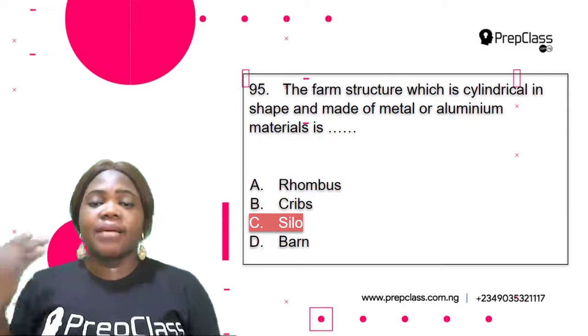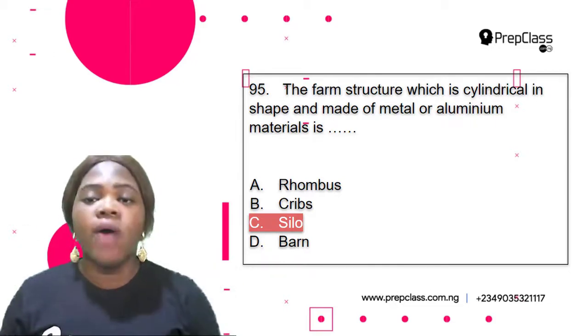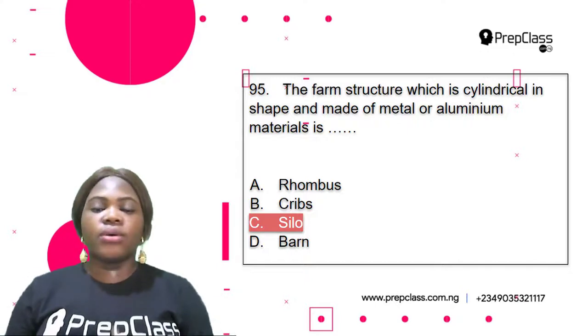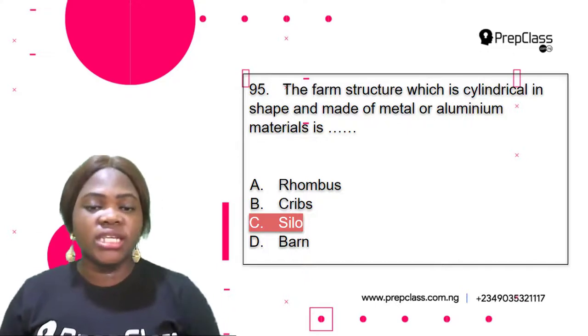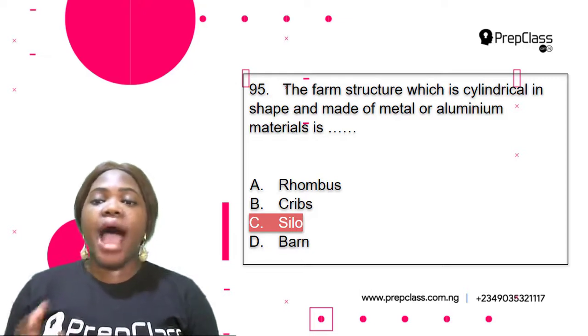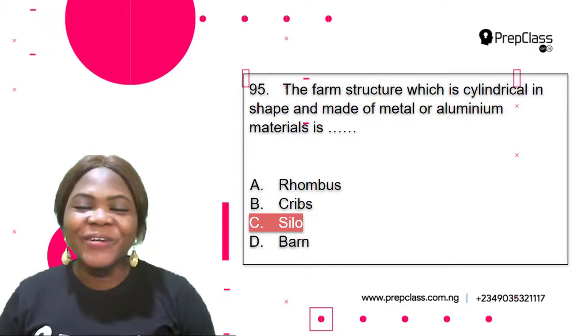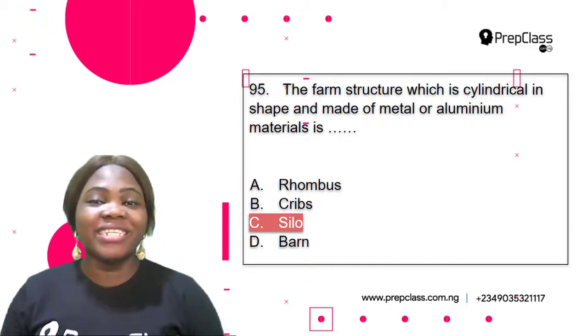Rhombus, cribs, and barn are not cylindrical in shape and they are not made of metal or aluminium materials. So silo is the correct option here. The farm structure, which is cylindrical in shape and made of metal or aluminium materials, is silo. So the correct option is option C.